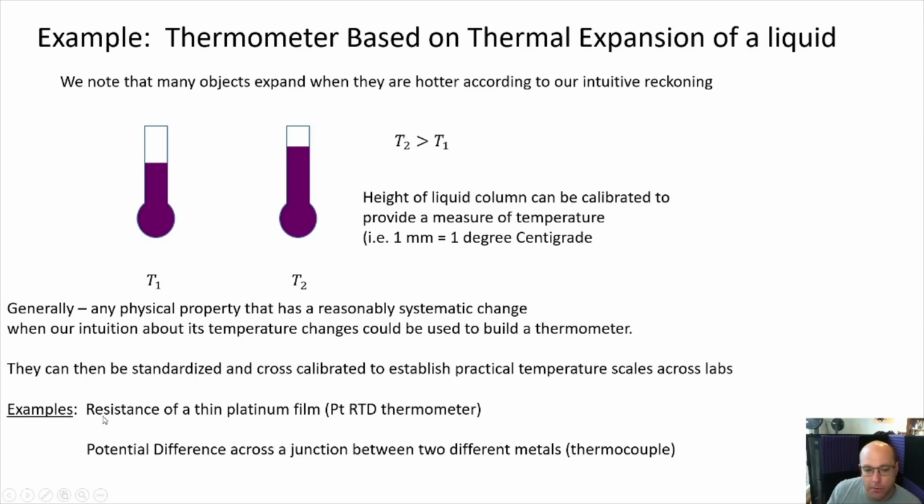So a couple of examples. Resistance of a thin platinum film is a really common type of thermometer. It's called a platinum RTD, a resistance temperature detector, I believe that stands for. I could be wrong. I kind of forgot. But anyway, it's just a thin platinum film, and you measure the resistance. That happens to depend linearly on temperature between like 30 Kelvin and some high temperature I can't remember. Another way to do it is to measure the potential difference across a junction between two different metals. That's called a thermocouple.